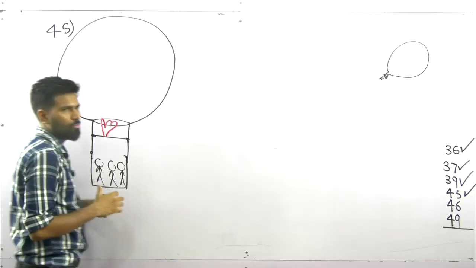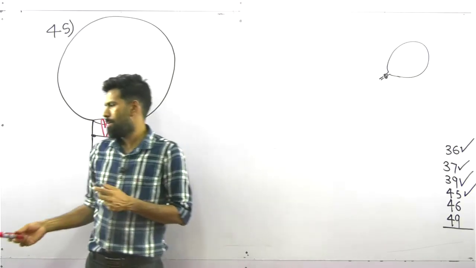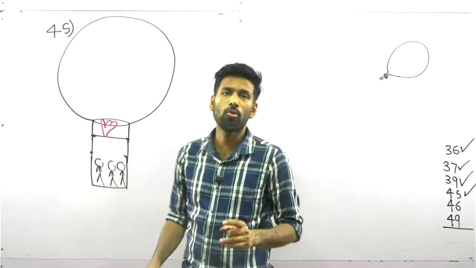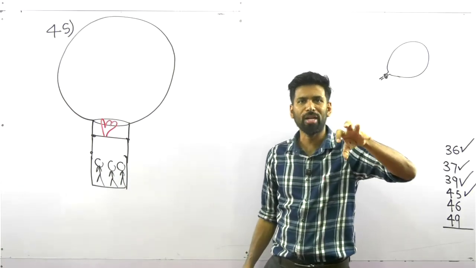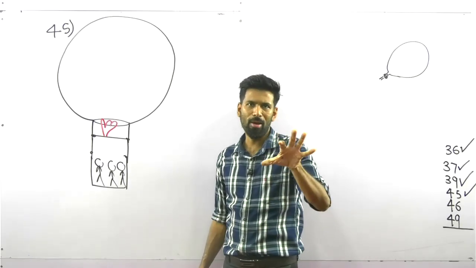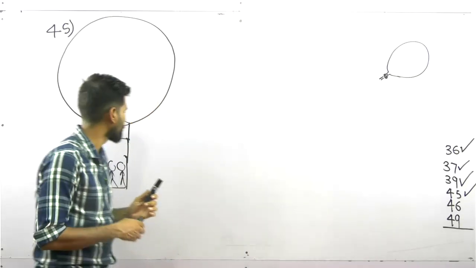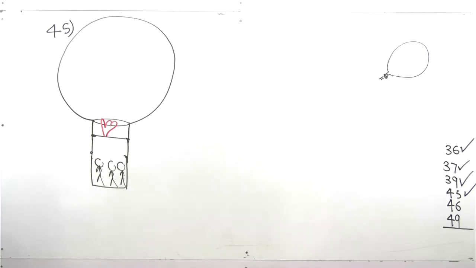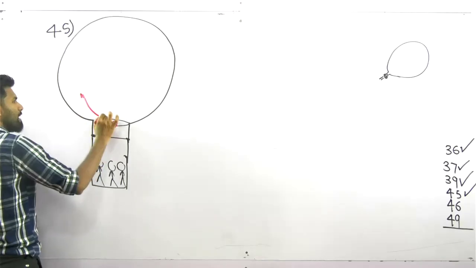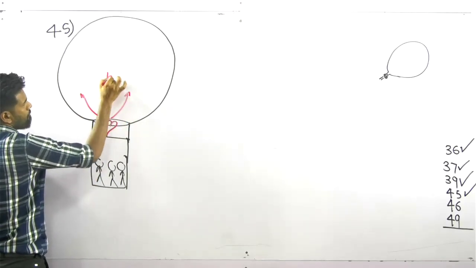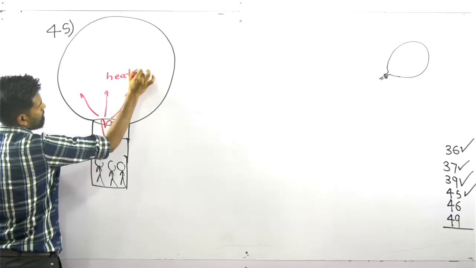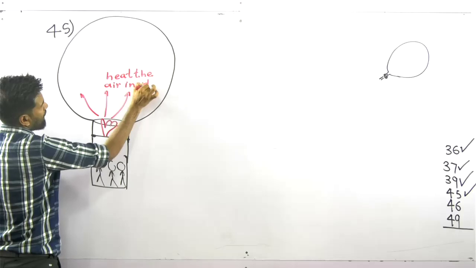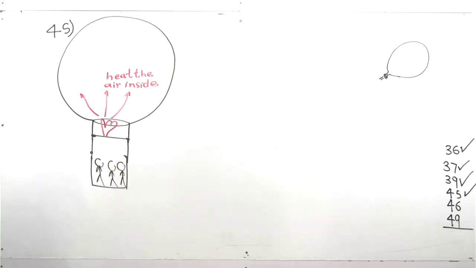So, when the operator needs to move the hot air balloon upwards, this is what he does. He switches on the burner and heats the air inside. Listen carefully, yeah? Heat the air inside.